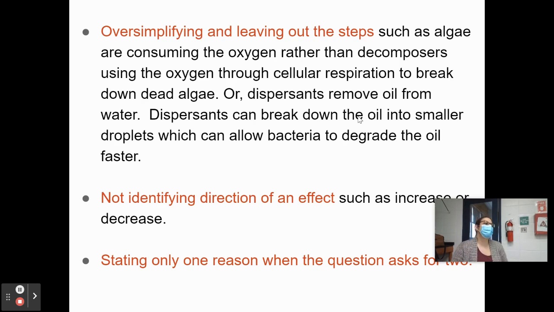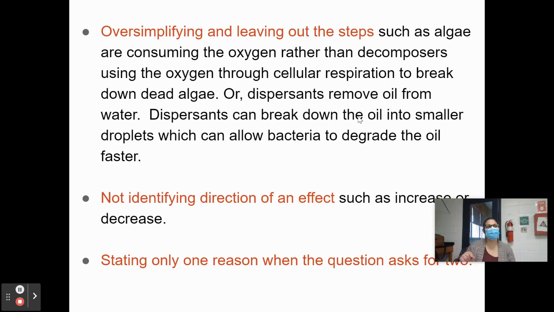Oversimplifying and leaving out the steps. You guys know the steps of eutrophication. The foot bone's connected to the leg bone's connected to the, whatever it is. It's really the tarsals and the ulna and things like that. But you need to make sure you're connecting.